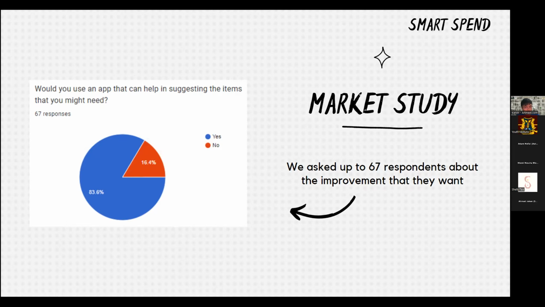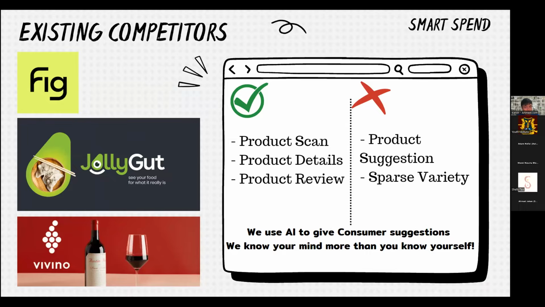For our competitor analysis, we found out that there are Fit, Jollygard, and Vivido. The similarities with us is they do the product scanning and they provide product details and reviews of the product. But the problem is most of them are very specific to a single market, so the variety of the suggestion is sparse. But us, we are here to help users that want to buy everyday products.